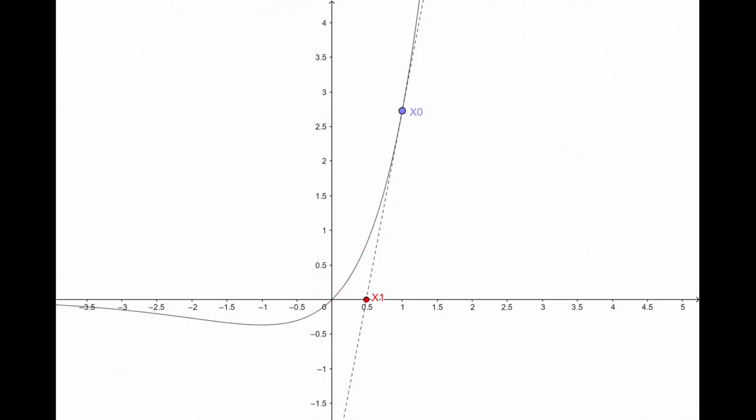For finding x1, we draw a tangent from x0. As we know, the slope of the tangent at any point x0 on a curve is given by f dash of x at x equal to x0. So the value of f dash of x0 will be f of x0 minus f of x1 upon x0 minus x1. In this case, from the figure, it is clear that f of x1 equals 0. So after simplifying this equation, we will get the x1 value as x1 equal to x0 minus f of x0 upon f dash of x0. So by using this formula, we can calculate the next iteration value.